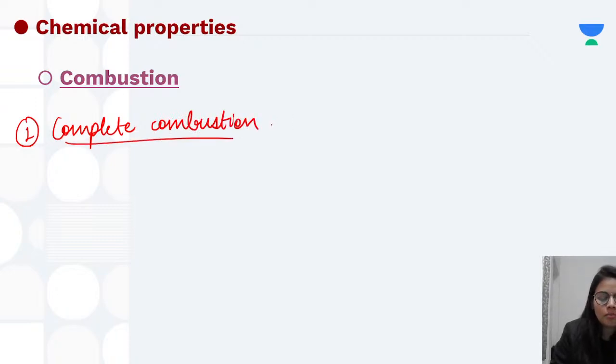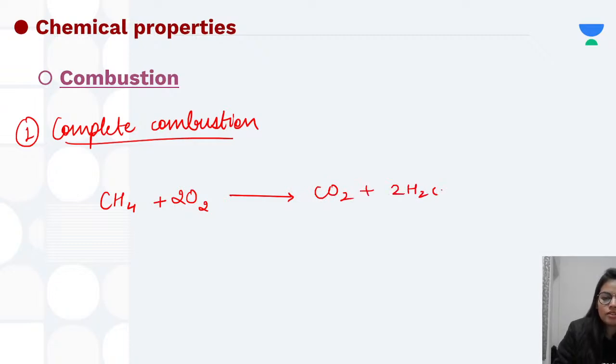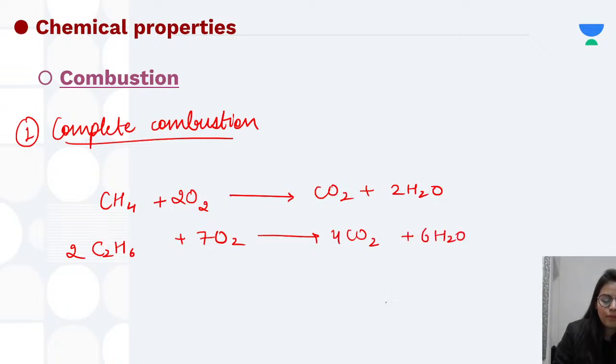So what is complete combustion? When we take methane and burn it in air, that is, we are giving it oxygen, what will we get? Carbon dioxide plus water. Similarly with ethane, that is C2H6, we will get carbon dioxide plus water. This is the reaction which happens in a sufficient supply of air, that is oxygen. They also give a large amount of heat.